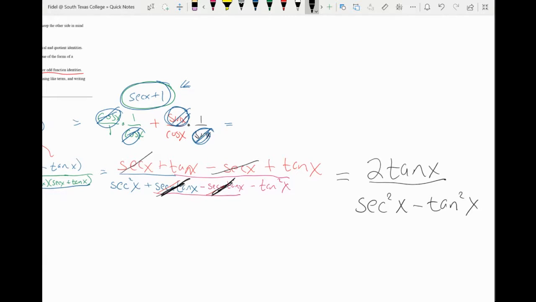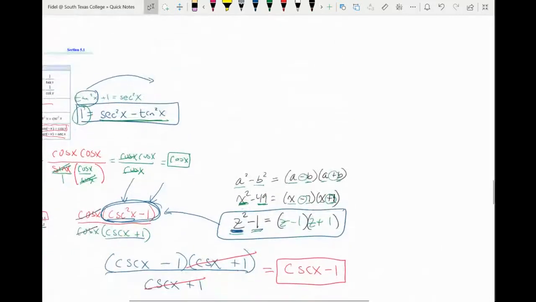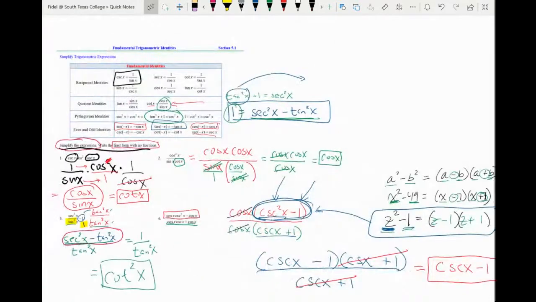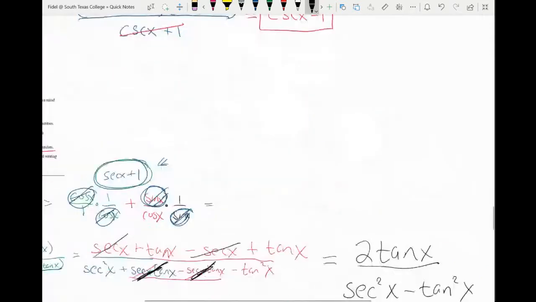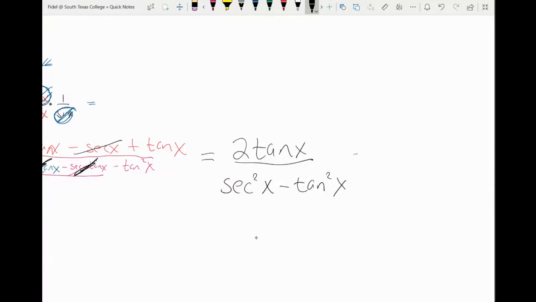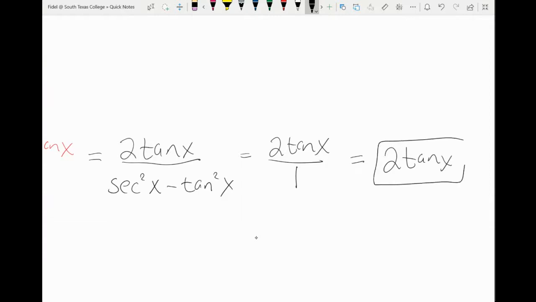Now, remember what we said we're going to do? We've got to see if we can use all of our identities. I'm going to scroll back up here to the top, guys. Do you remember earlier we took this identity and we rewrote it like this? And we said that secant squared x minus tangent squared x was the same thing as what number? Okay, so we come back to our problem. We said secant squared x minus tangent squared x is the same thing as 1. And 2 tangent x divided by 1 is just 2 tangent of x. And isn't that what we had on that right side?